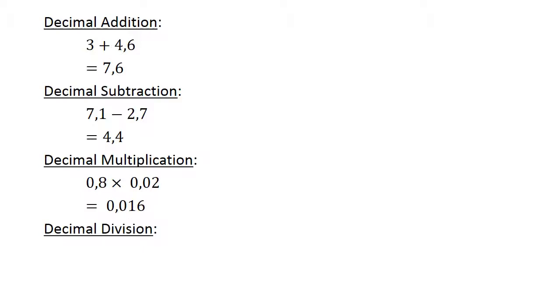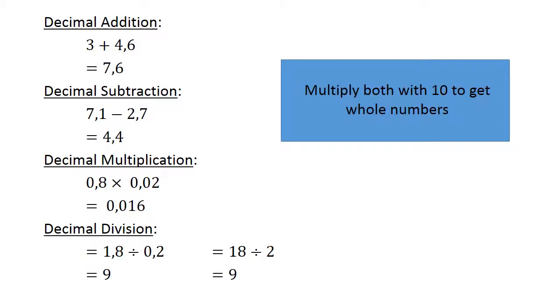0,016. Decimal division, 1,8 divided by 0,2. Multiply both with 10 to get whole numbers. 18 divided by 2 equals 9.